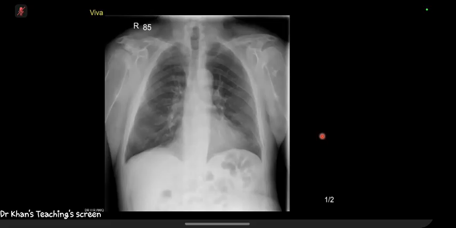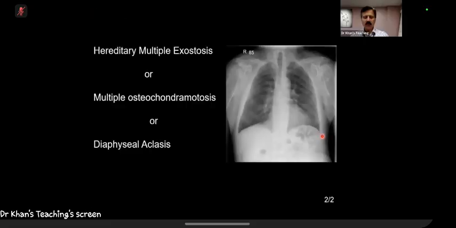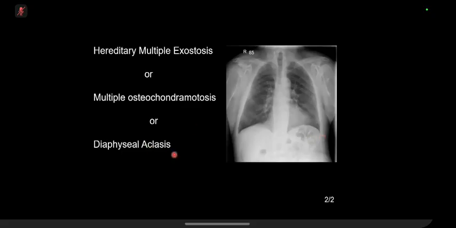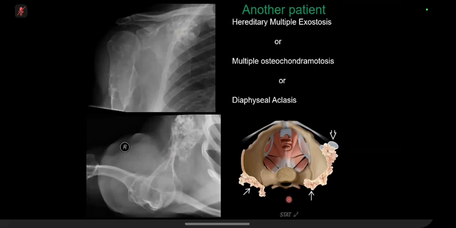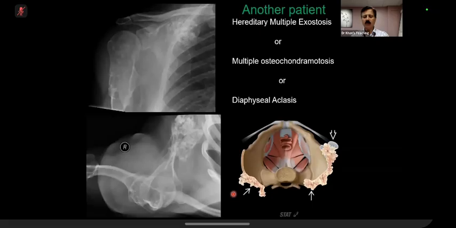Multiple hereditary exostosis. Excellent. This condition is multiple hereditary exostosis or multiple osteochondromatosis, also known as diaphyseal aclasis, right? And we know that there can be multiple osteochondromas. Another case here. The only case you should be worried about in the exam is with malignant transformation.